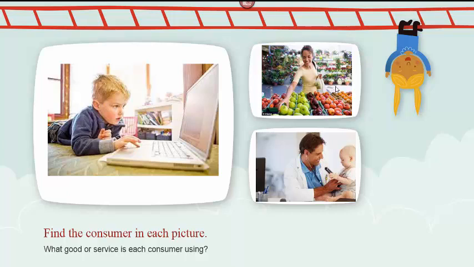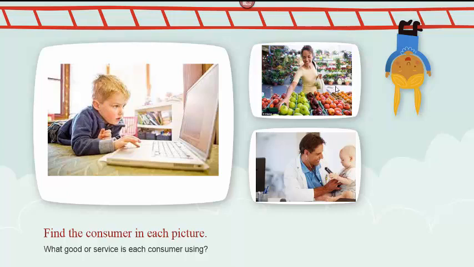Okay, the last picture is a little tricky, but I know you can do it. First, who is the consumer in the picture? Did you answer the little boy? If so, you're absolutely correct. The baby is the consumer in the picture. Now, what service is the baby using? This one might have been a little tricky, but in this picture, the service the baby is using is the doctor and the services that the doctor is providing. So checking to make sure the baby is healthy.